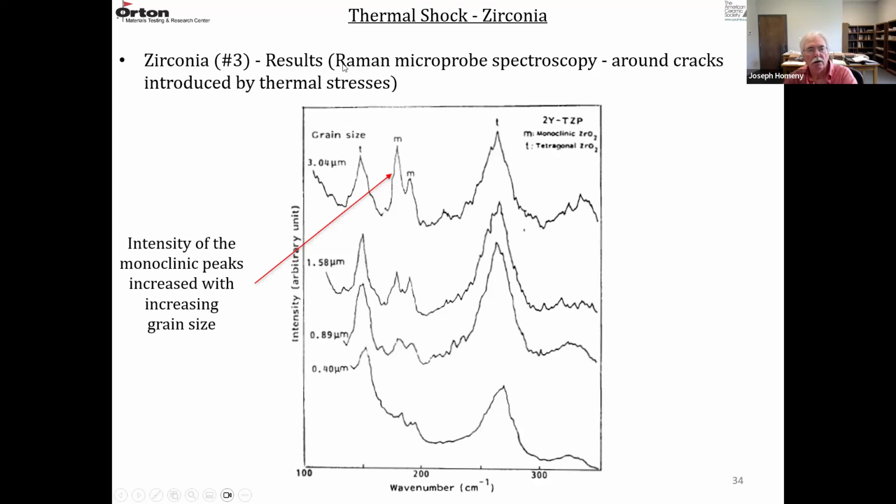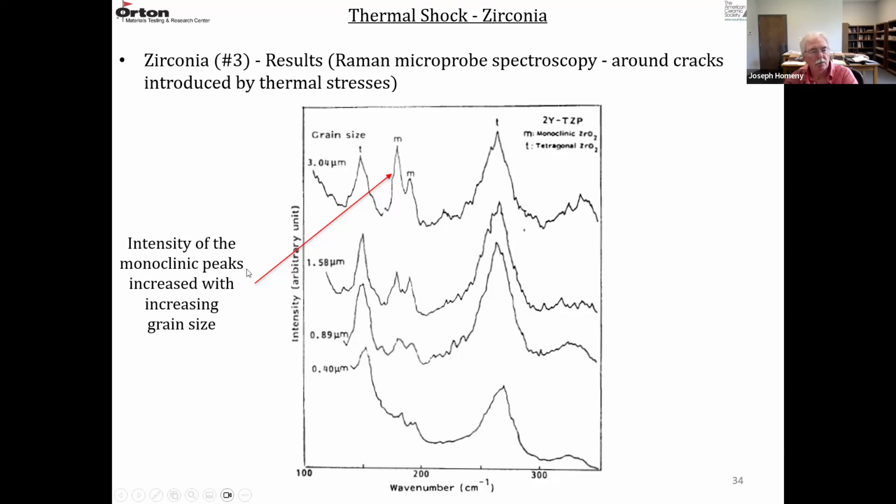With the Raman microprobe, they looked around the crack tips. So this is intensity versus wave number, and the peaks correspond to either tetragonal or monoclinic. So this peak is, for example, tetragonal. This one's tetragonal. These two are monoclinic. So the grain size goes from 0.4, 0.89 to 1.58 to 3 microns.